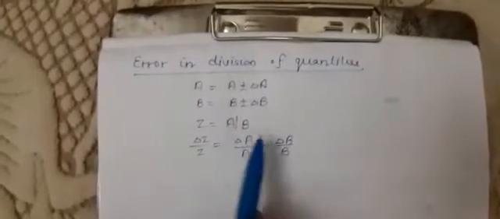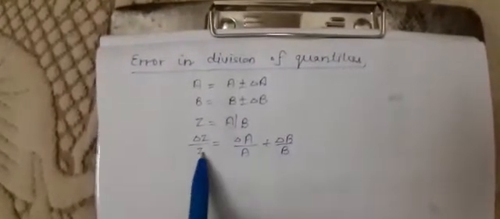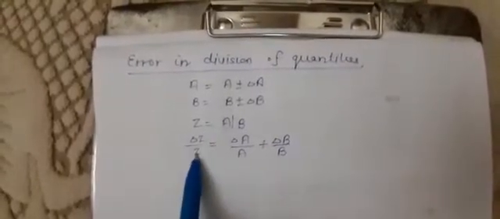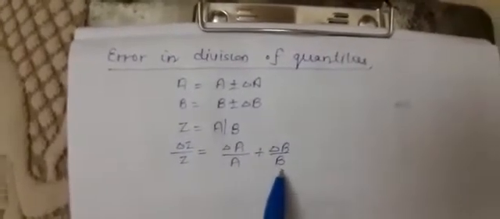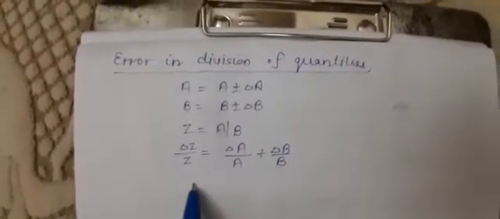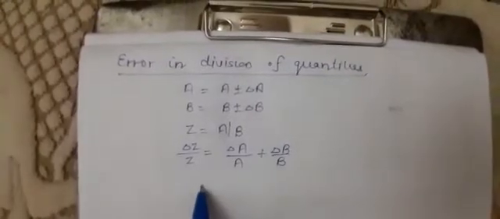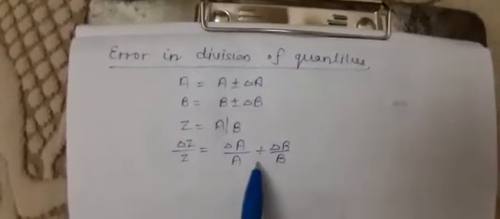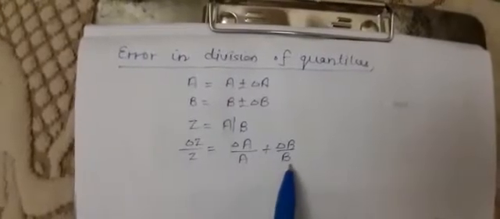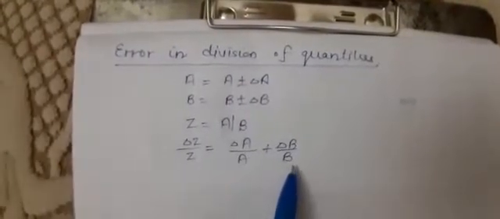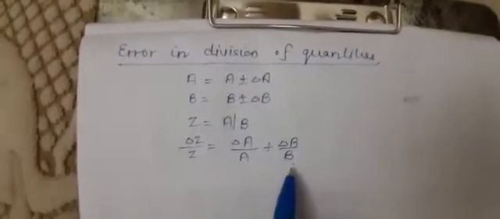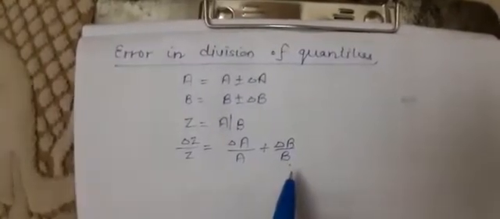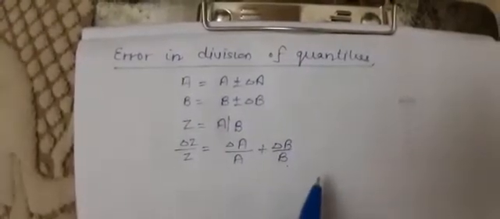So although this is the division operation, the relative error in the total operation will be equal to the sum of relative errors in the individual quantities. Here you just have to learn the result: either in division or in multiplication, you take the sum of relative errors in individual terms. Likewise, in addition and subtraction, you take the absolute error in the sum and difference as the sum of absolute errors in individual terms.